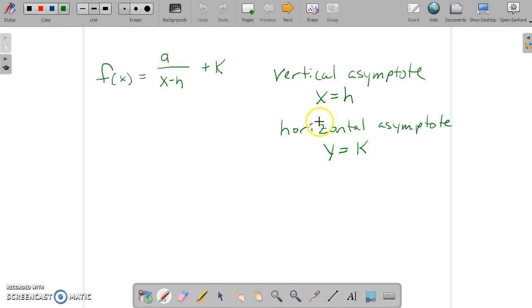So this is what it looks like. Remember we talked about the vertex form for parabolas. This is the form for a rational equation. So you'll notice if we have something like f of x equals 4 over x plus 2 minus 1, let's say. Okay, let's make it like this. We'll make it a little bit easier for the first one.